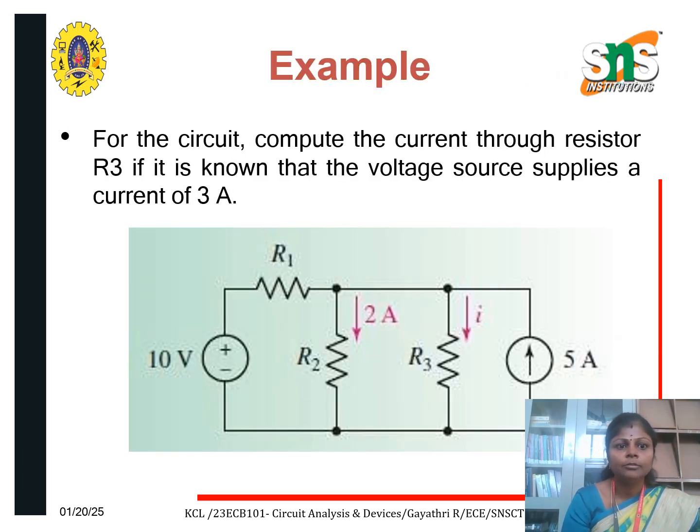Example to illustrate the KCL law: for the circuit, compute the current through the resistor R3, given that the voltage source supplies a current of 3 amperes. The circuit has an applied voltage of 10 volts with resistors R1 and R2. The resistor R2 carries a current of 2 amperes, the current through resistor R3 is I, and the total current of the circuit is 5 amperes.